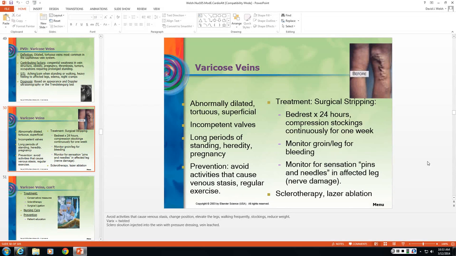Treatment surgically, they could do stripping. If they do that, they're going to be on bed rest for 24 hours with compression stockings continuously for 1 week. With these patients, you want to monitor their groin and leg for any kind of bleeding or hemorrhaging. You're also going to monitor for sensation. Pins and needles in the affected leg mean they have nerve damage. They also could have sclerotherapy or laser ablation.